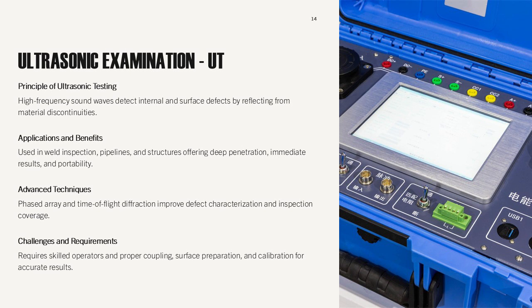API 577 outlines calibration, scanning techniques, and acceptance criteria for UT. Advantages include deep penetration, immediate results, and portability. Limitations involve the need for skilled operators and difficulty in inspecting complex geometries.